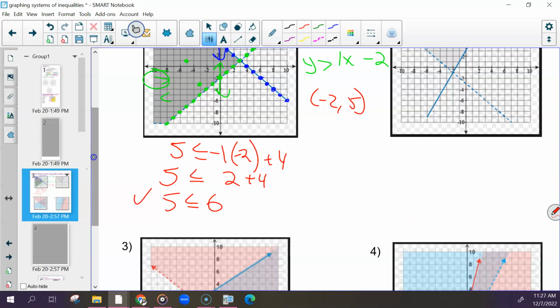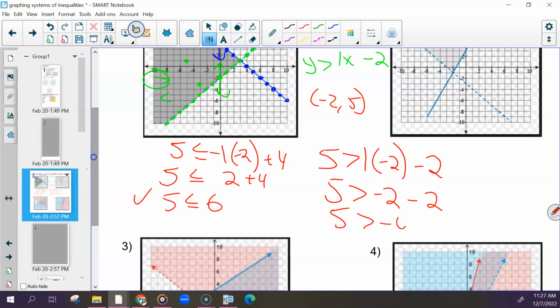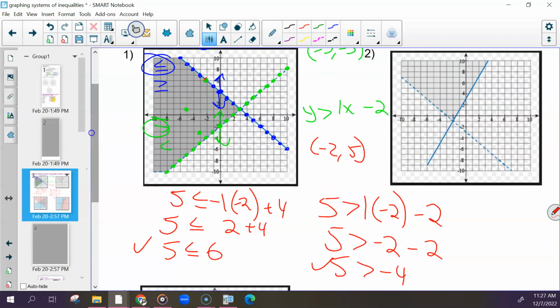And then we have to test the other one. So 5 is greater than 1 × -2 − 2. So -2 − 2 is -4. Is this a true statement? Yes. So because it works for both, then yes, that would be a solution. If you did it on the other one, more than likely it's probably not going to be a solution. But always double check. Don't assume. Other questions on that one?